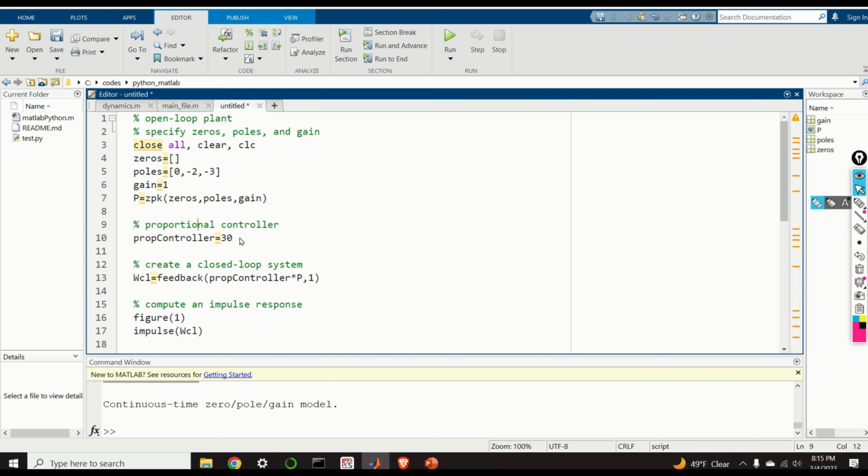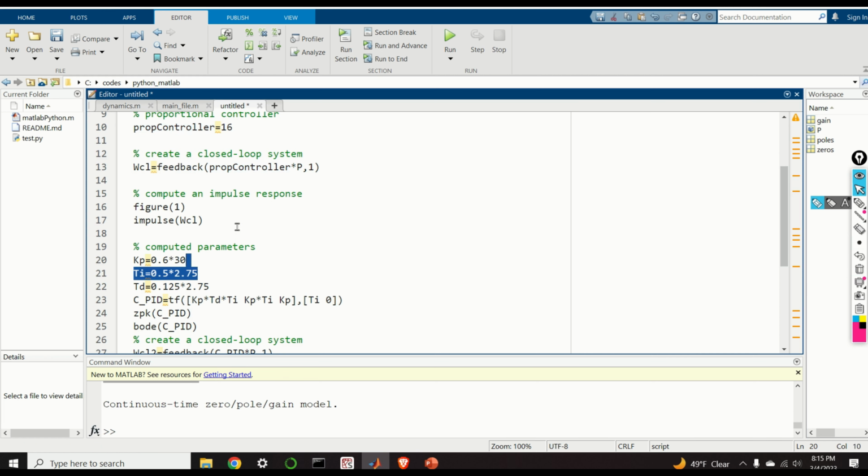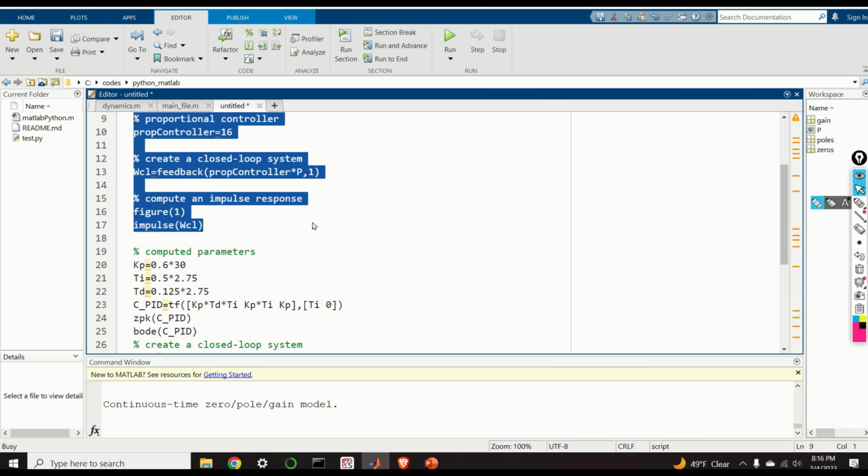Then, let's design a proportional controller. Here, I specify the proportional controller, and I will specify its gain. For example, the gain should be equal to 16. Here, I create a closed loop system. I simply use the MATLAB function feedback. I specify the proportional controller times P, and I have as a feedback 1. This function automatically assumes that you have a negative feedback, so consequently this is basically -1 in interpretation inside of the MATLAB code. So if you want to have a positive feedback, you will put here -1. However, we want to have a negative feedback, and this is our open loop controller times P, and let us compute an impulse response. So let's see what happens.